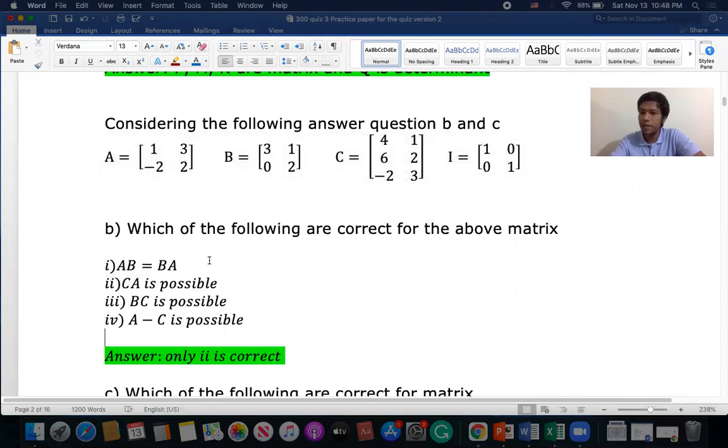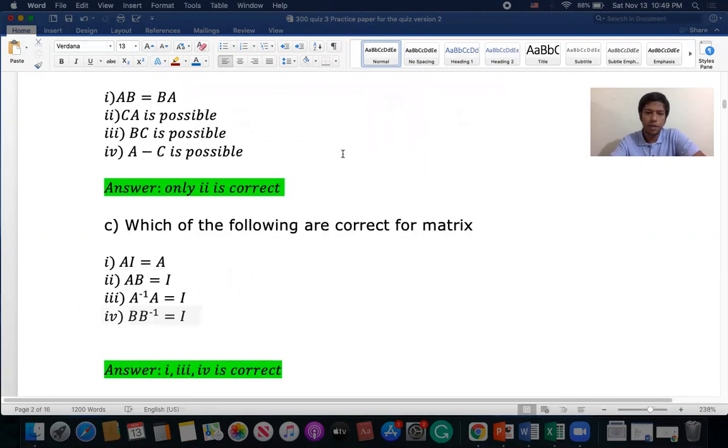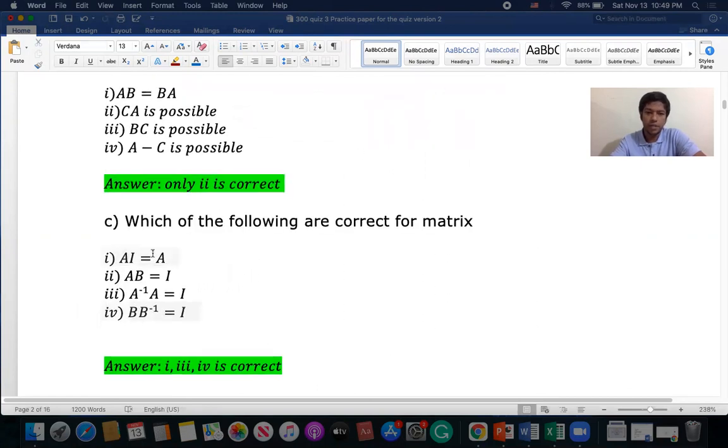AB equals BA, this is not possible because matrix multiplication is not commutative. We cannot interchange them. CA, is it possible? So you look at the order of the matrix. BC, you look at the order of the matrix. AC, you look at the order of the matrix. Is it possible or not possible? Like this way. Then this is the relationship.